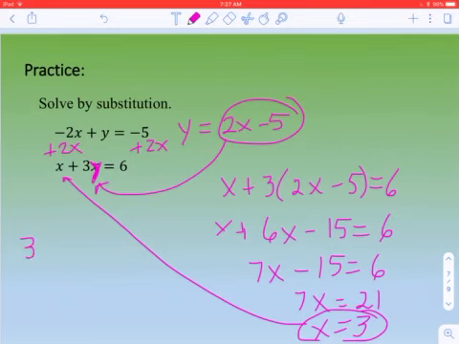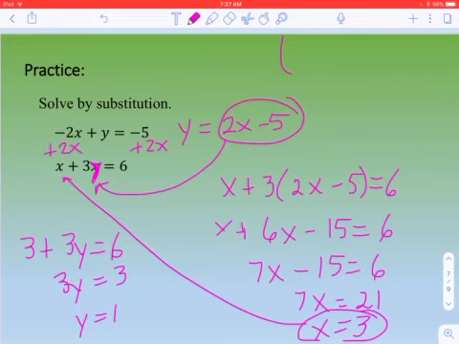So that gives me 3 plus 3y is equal to 6. I'm going to subtract 3 from both sides. So 3y is equal to 3. Divide both sides by 3. Y is equal to 1. So my ordered pair is going to become 3, 1.